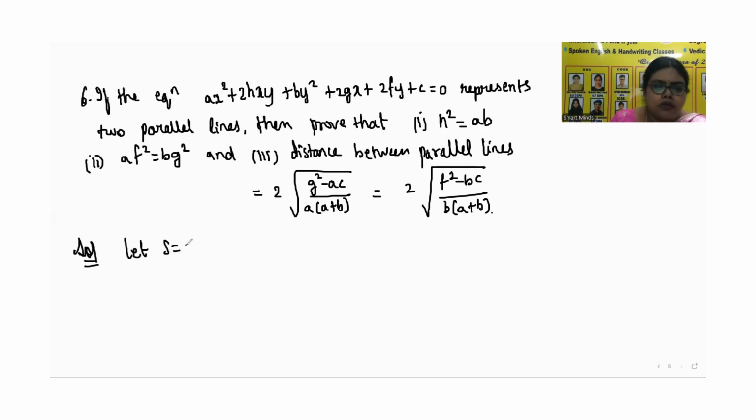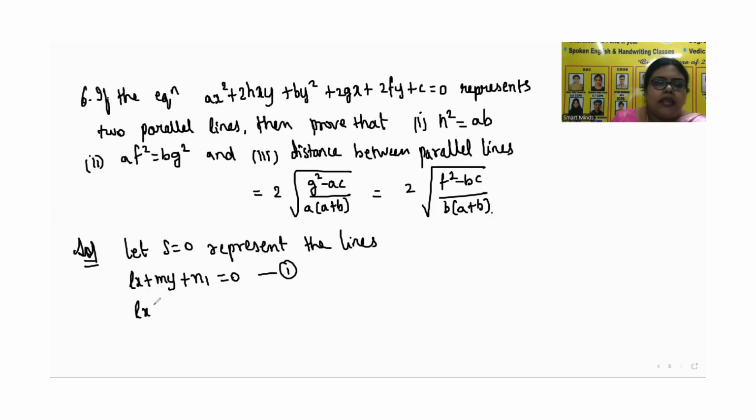Let S is equal to 0 represent the lines. So here it is given that these two are parallel lines. So for parallel lines, x and y terms remain the same. The difference will come only by a constant. So Lx plus My plus N1 is 0. This is equation number 1. Lx plus My plus N2 is equal to 0. This is equation number 2.